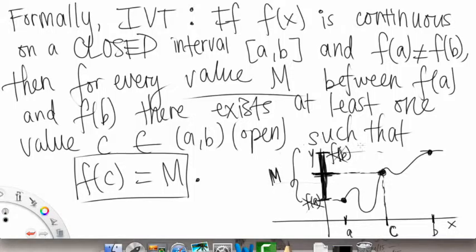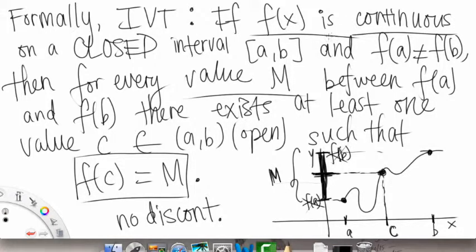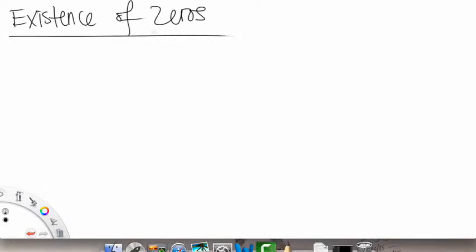So it's basically reinforcing that there are no discontinuities in the graph. Because we're assuming, or maybe we're told, that the function is continuous on this closed interval, we can make these conclusions. Alright. So now, what else can we do with the intermediate value theorem is we can prove the existence of zeros. Okay, so this is actually pretty handy.